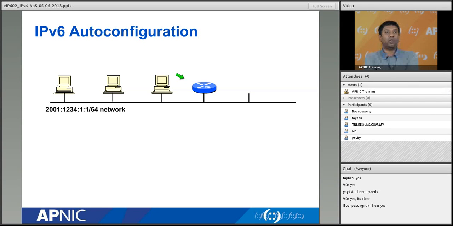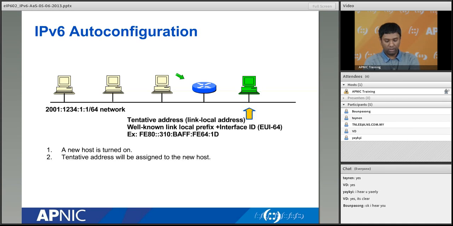So let's see how the auto-configuration functions work. A new machine, this green machine, when you just switch it on and it tries to come into the network, will try to build its link-local address from the MAC address using EUI-64. This is the algorithm, right? And that is the address to be used. So when it is planning to use that link-local address, right?